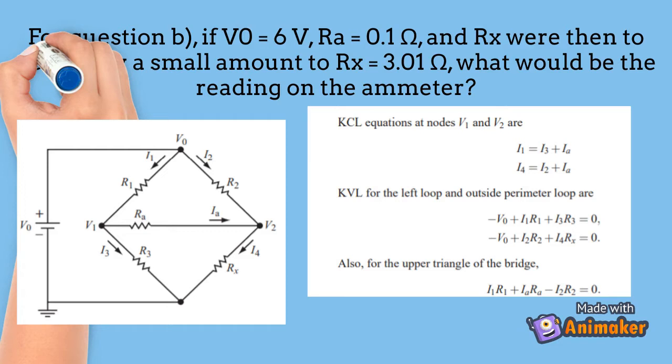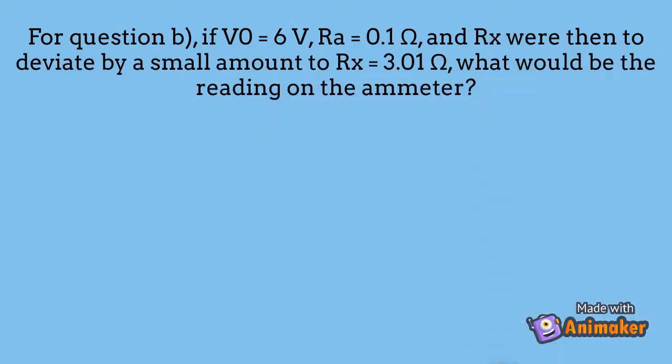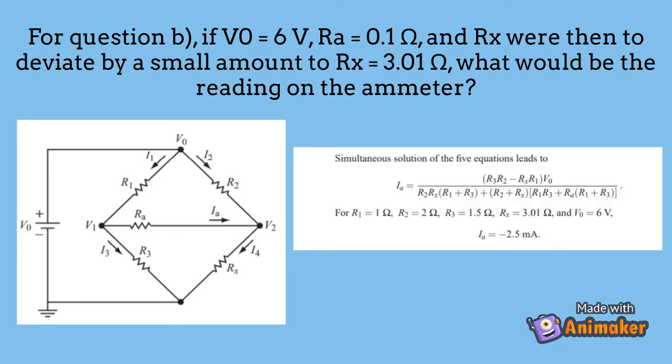And next, we will apply simultaneous equations from the 5 equations that we have done just now. When we apply them, we will get IA, the ammeter current, as the subject. Then when we substitute all the values that we have, we will get the ammeter current equal to negative 2.5 milliampere. So that's all for the example.